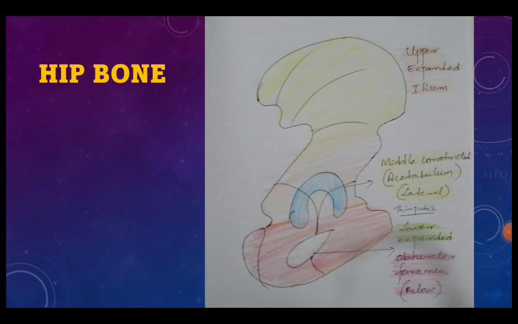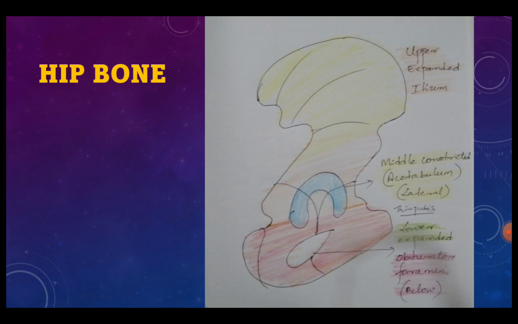Yeah, here is the hip bone. There are three parts. One is the upper expanded, that is called the ilium, and the middle constricted part is the acetabulum, and the lower expanded part is the obturator foramen. These are the three parts.